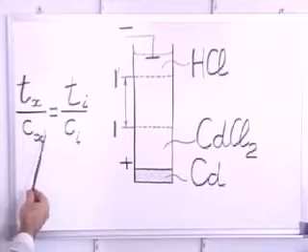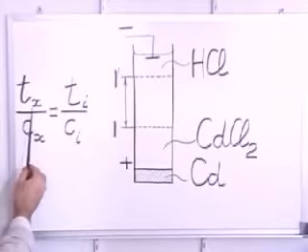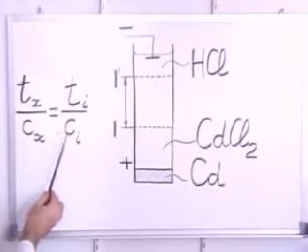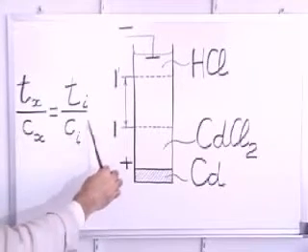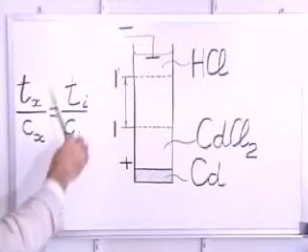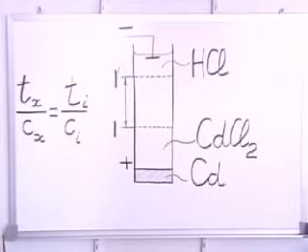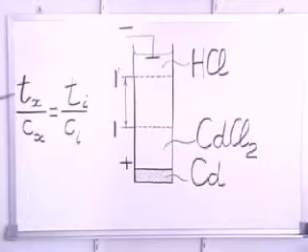Thus, the following relationship is determined empirically, where Tx and Ti are the transport numbers of the studied and the indicator ion, and Cx and Ci are their respective concentrations. We start with Ti over Ci equal to 0.5, or in cases when we determine the transport number of the proton or the hydroxide ion, this ratio is 0.8, and we carry out a preliminary determination of the value of Tx. Once we have found this value, then the ratio Ti over Ci is adjusted accordingly.